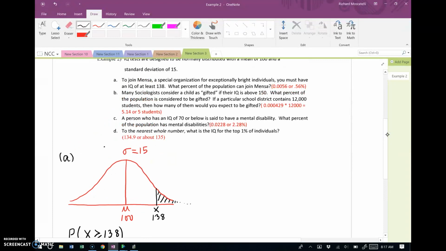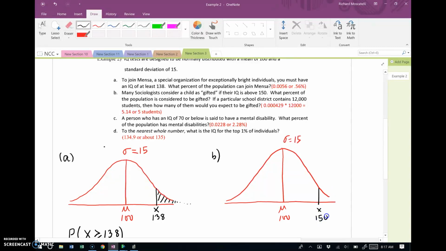Many sociologists consider a child as gifted if their IQ is above 150. What percent is considered gifted? All right, so same deal. The distribution shape is going to be exactly the same. So the mean is 100, standard deviation is 15, and I'll put 150 out here. You know, this stuff isn't to scale. We're just drawing this for a visual here.